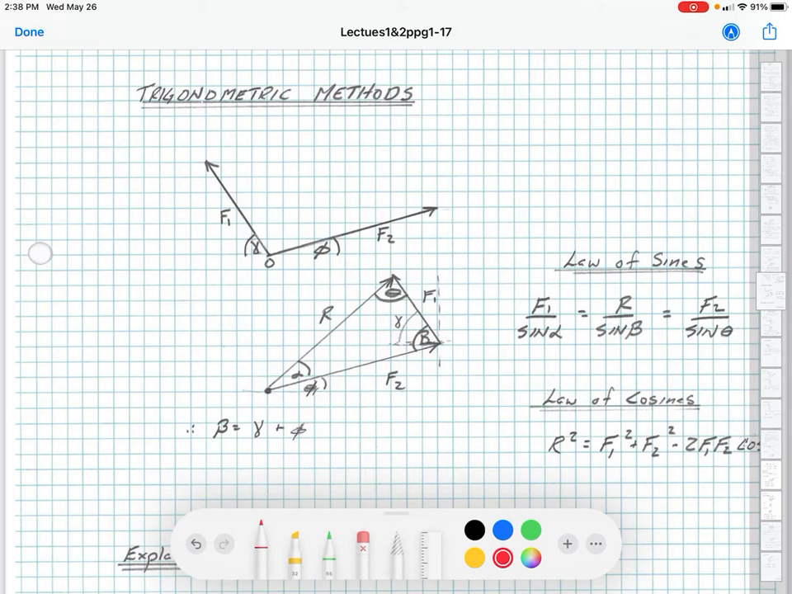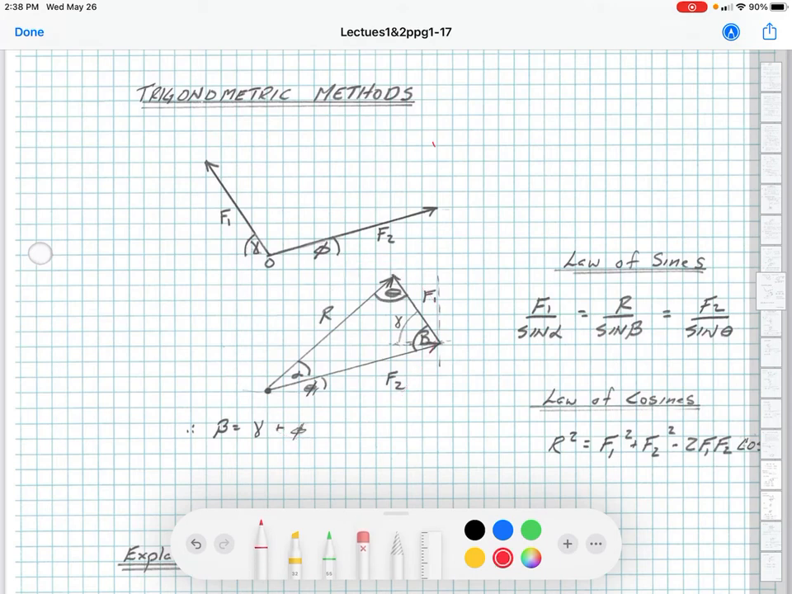F1 is rotated gamma clockwise from the horizontal, and F2 is located an angle phi counterclockwise from the horizontal. So what we're really doing is that we're taking F2 plus F1, because it's just F1 is here, same thing, F1, and then that's the resultant right there. And that's what we have over here.